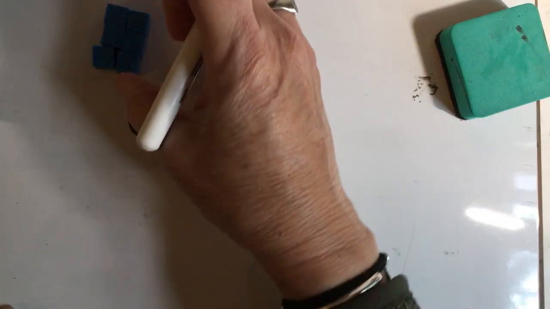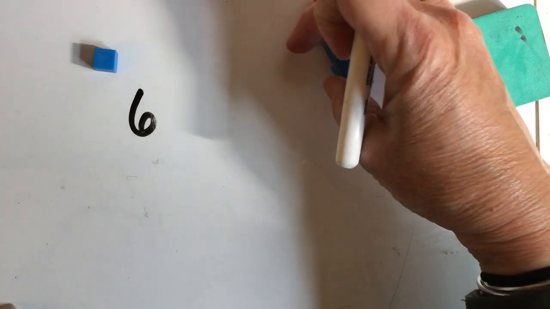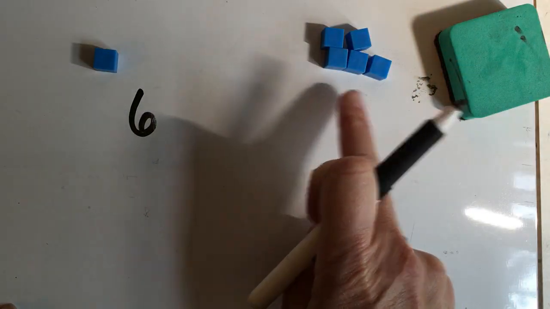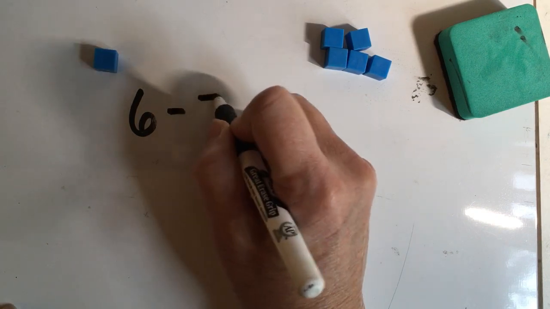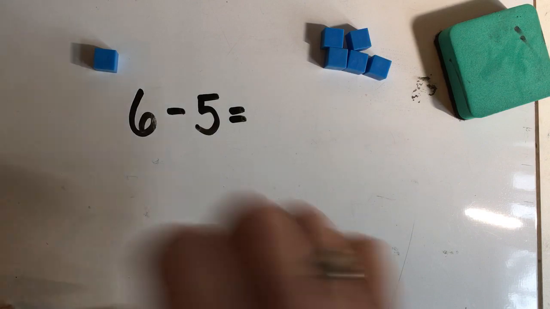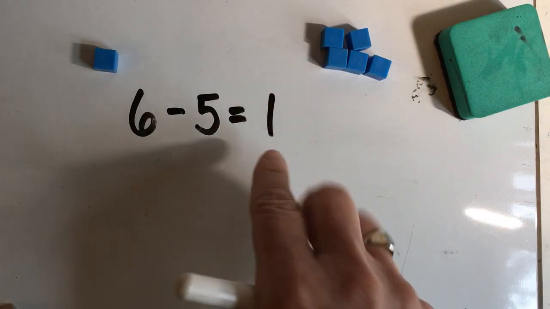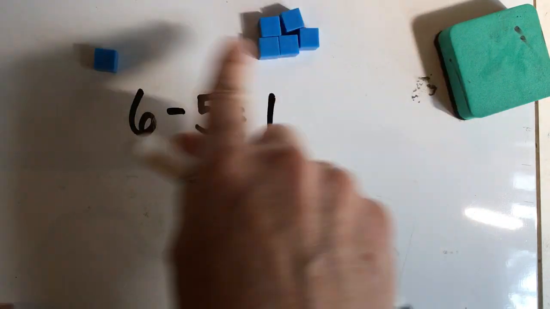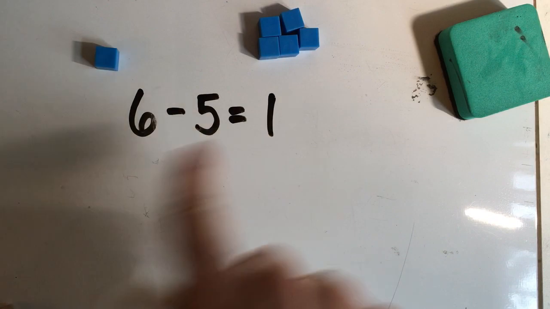6, and I'm going to take, how many did I take away? 5, right? I subtracted 5. And how many are left? 1. Beautiful. So I know that 5 and 1 are 2 parts of 6. So 6 minus 5 equals 1.